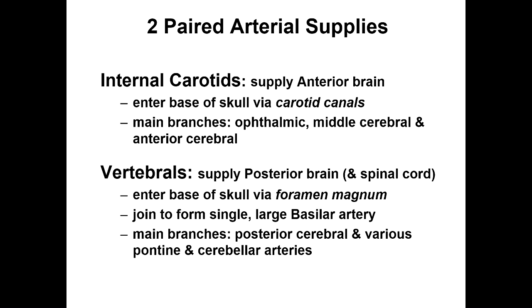The other two major branches of the carotid arteries supply parts of your cerebral cortex, and they're known as the middle and anterior cerebral arteries for that reason.